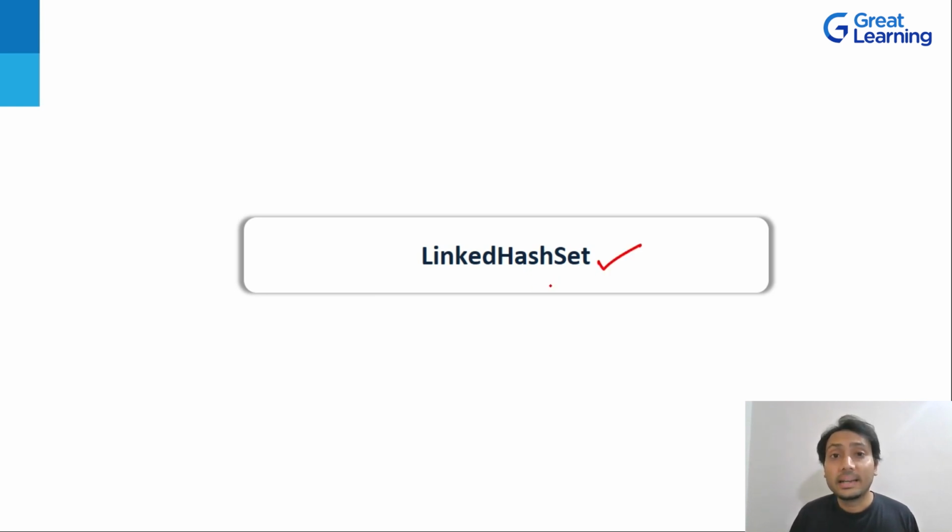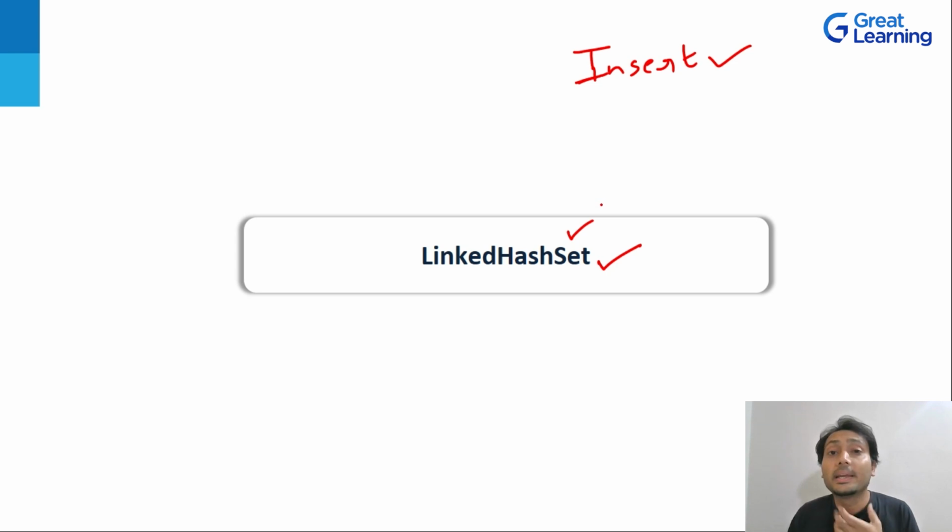Now what happens in a linked hash set? It's a combination of a linked list with the set properties, right? But the most important thing to note here is that it will maintain the insertion order. So unlike hash set, linked hash set will maintain the order in which you insert the elements in a linked hash set. Okay, and it will also store a null value.